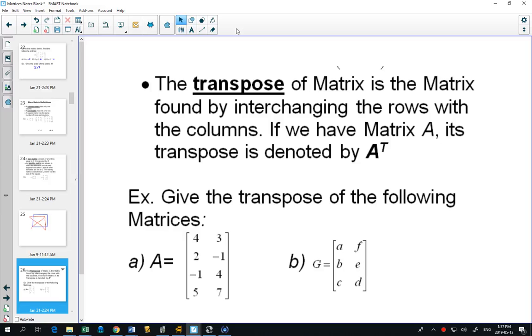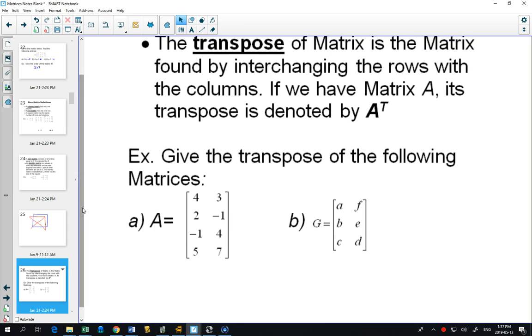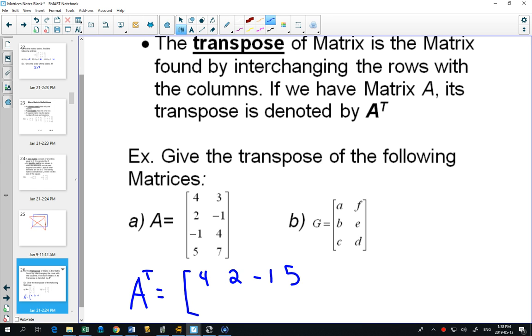Okay. Back to some matrices definitions. Transpose of a matrix. A transpose of a matrix is when you just change the rows and the columns. So if I have this matrix A that has 4 rows and 2 columns, I can draw the transpose, A with a T, by taking column 1 and making it row 1, and taking column 2 and making it row 2.